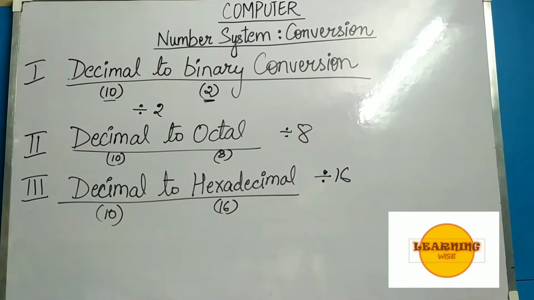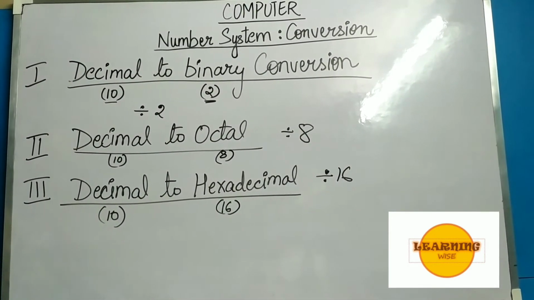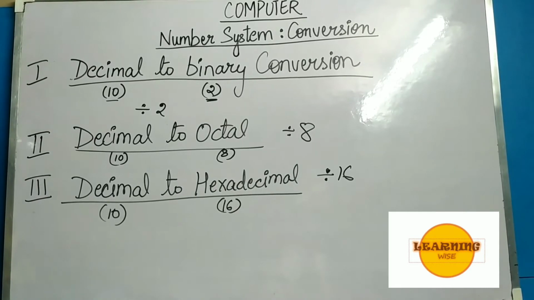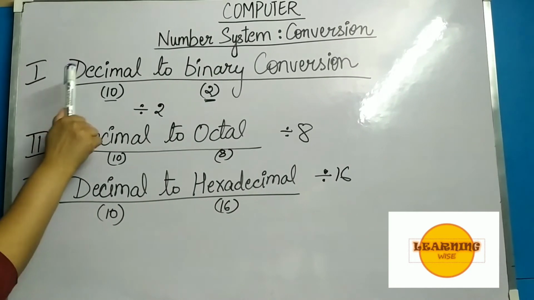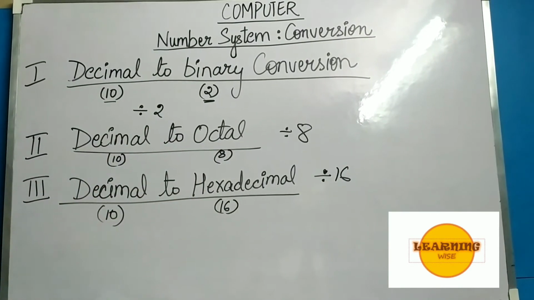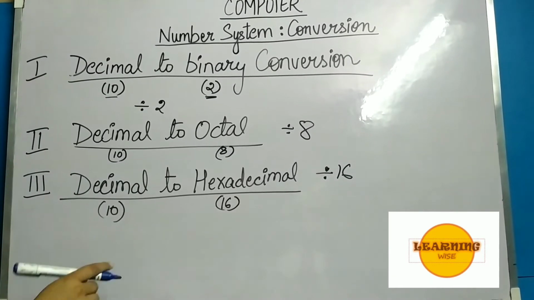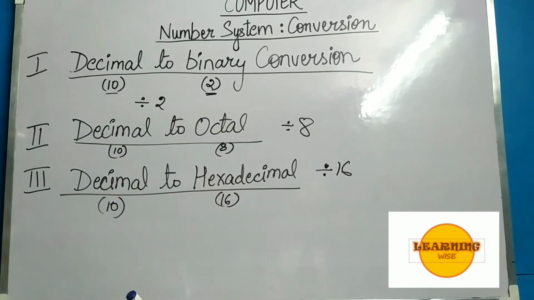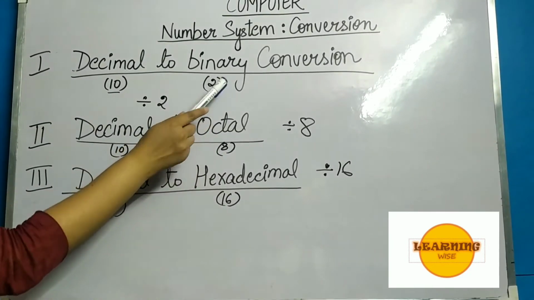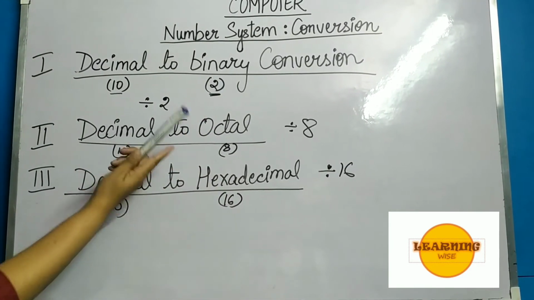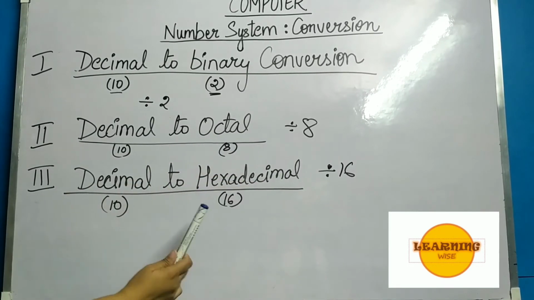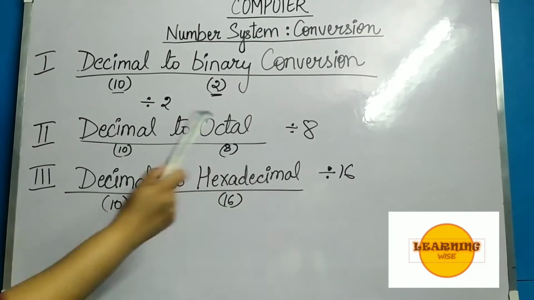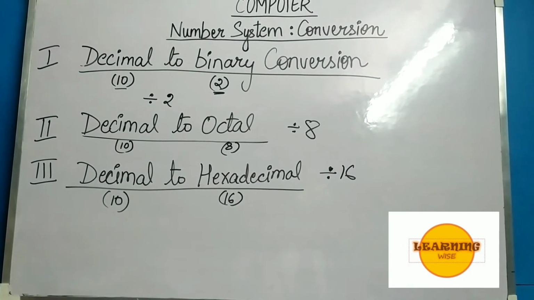So I have seen students getting confused in this conversion, but you have to simply understand that when you want to convert decimal to any other number system, just go and divide that number by the number system in which you want to convert. Let's say, for example, you want to convert in binary, divide the number by 2. In octal, divide the number by 8. In hexadecimal, divide the number by 16. As simple as that. Okay.